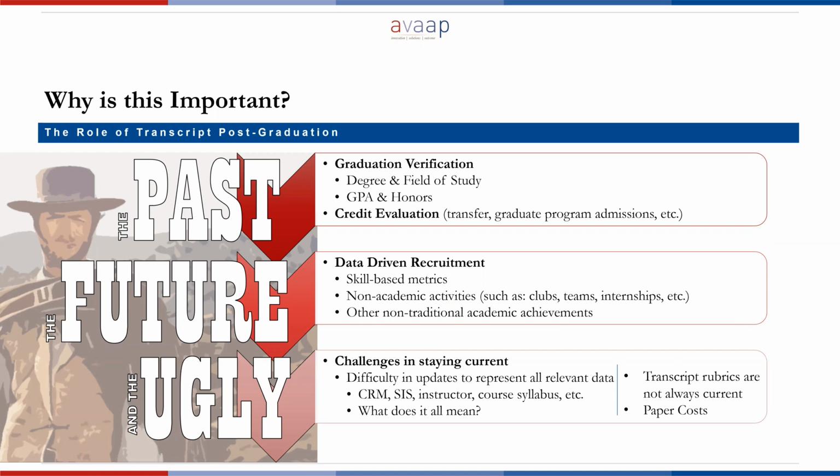However, the ugly truth is that we as higher educational professionals have challenges to overcome to really make improvements in transcripts. Some notable challenges in staying current have been difficulties to represent all the relevant data. Student data is found in many different sources today, like CRMs, student information systems, other ERPs, instructor systems, course syllabi, and course evaluations, just to name a few.